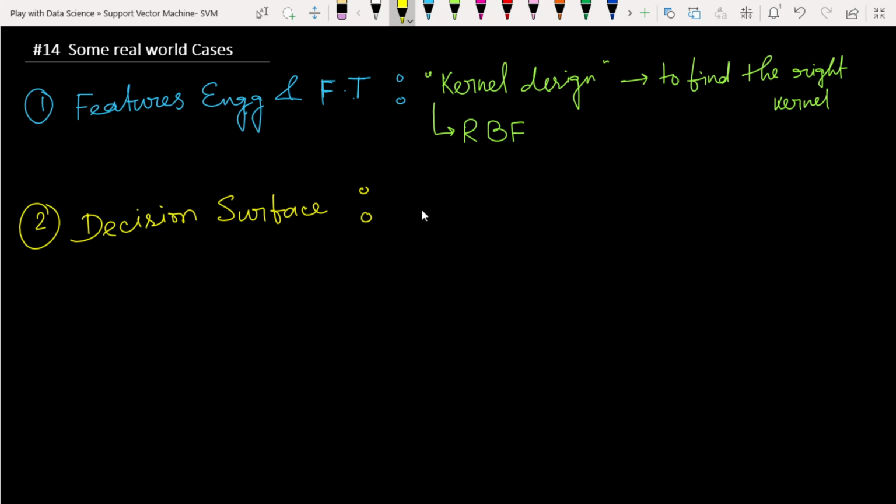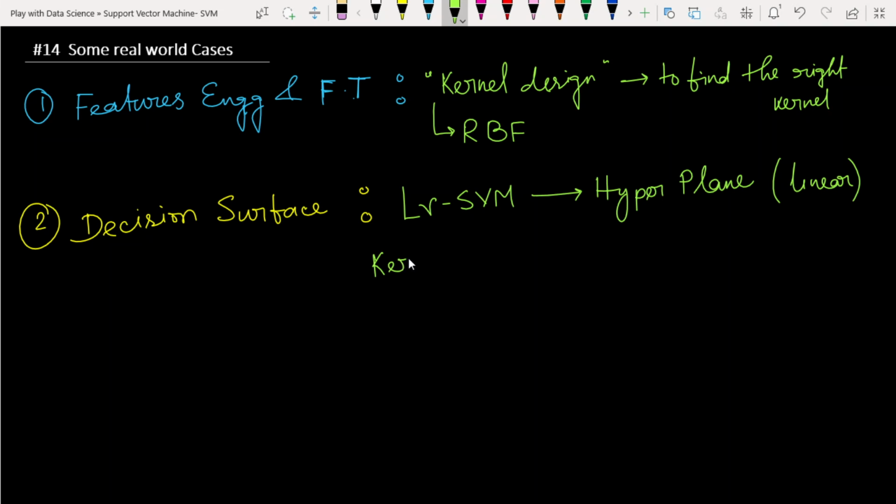In a linear SVM, we simply build a hyperplane, but for non-linear sets of data, we use the kernel SVM.